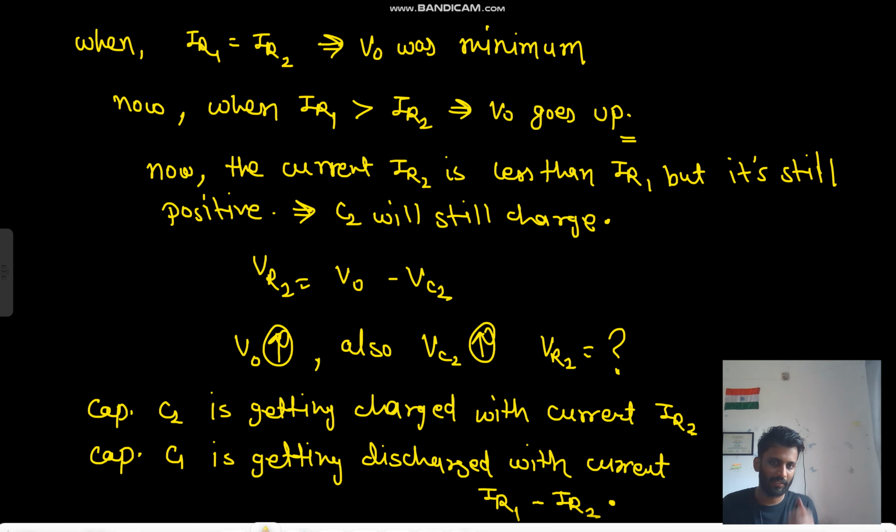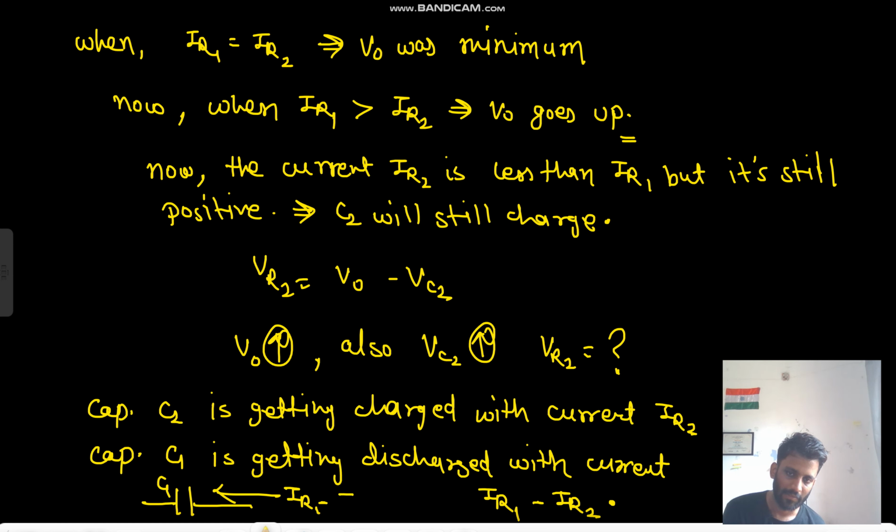This is capacitor C1, and here I can draw. The current flowing in this direction is IR1 minus IR2. So the current flowing in C1 is IR1 minus IR2. So your C1 is getting discharged with current IR1 minus IR2, and C2 is getting charged with current IR2. Now what is getting charged more? C2 is getting charged more and C1 is getting discharged less, right?